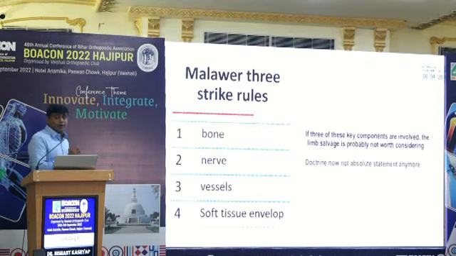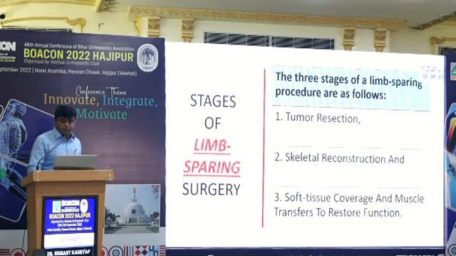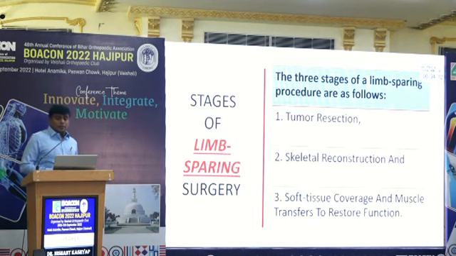So what is Malawer's 3-strike rule? In Malawer it says that if among 4, if 3 are involved, the limb reconstruction should be worth considering. But it is not an absolute term. So what are the stages? How does the limb salvage surgery progress?